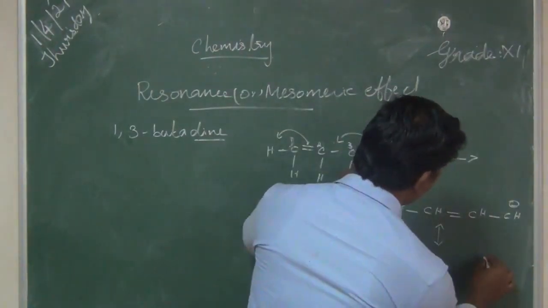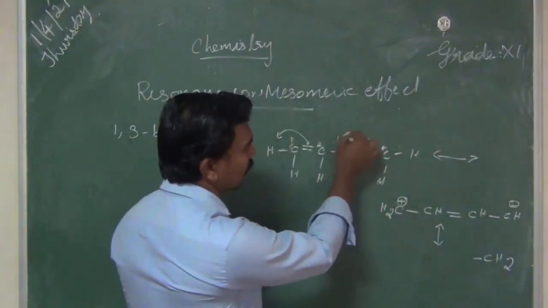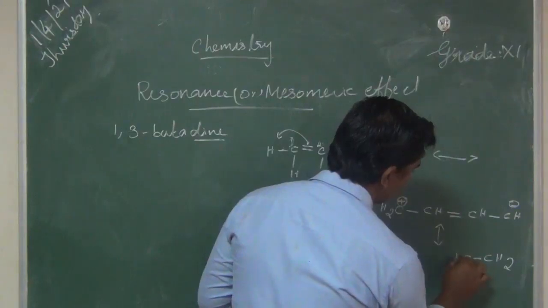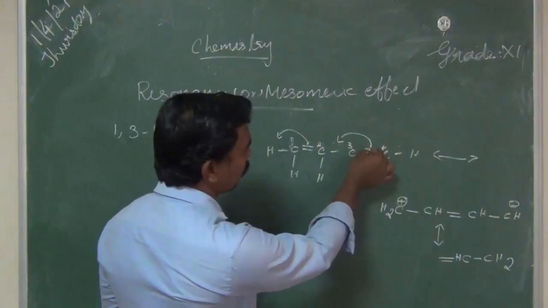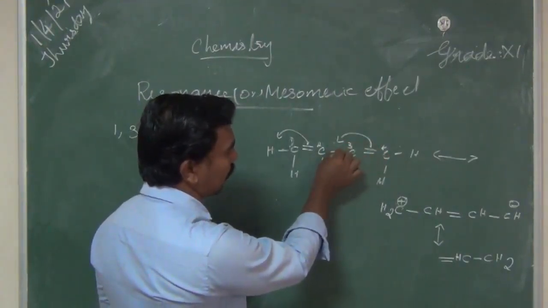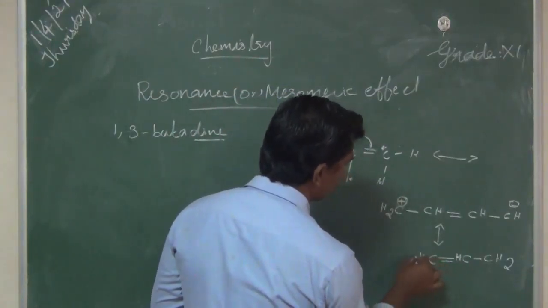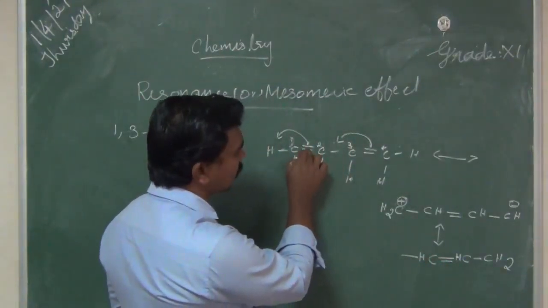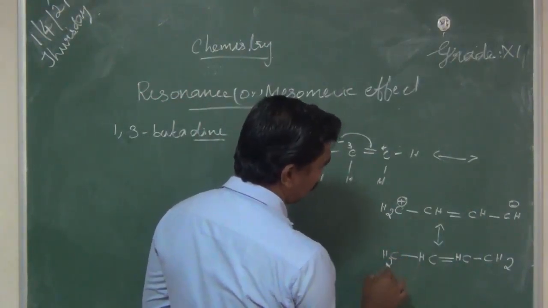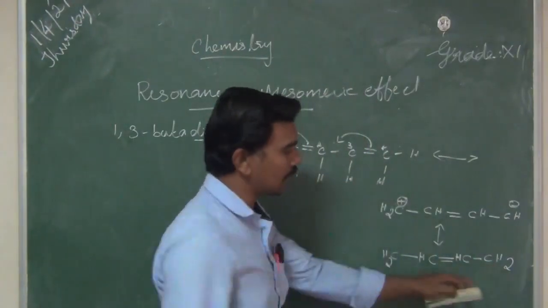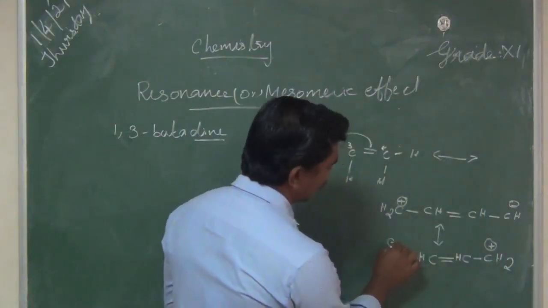So CH2 has a single bond, because the pi bond is delocalized. CH has a double bond, this pi bond is delocalized, the third carbon atom. So here I get the double bond, then CH, then this double bond is delocalized. Here the delocalization occurs, so here there is not sufficient electron, here there is sufficient electron.